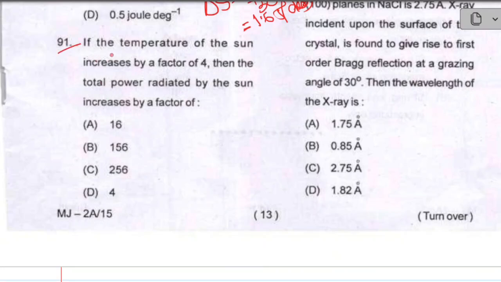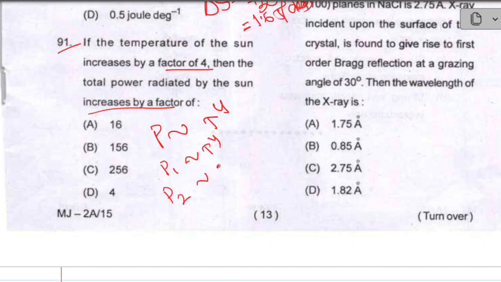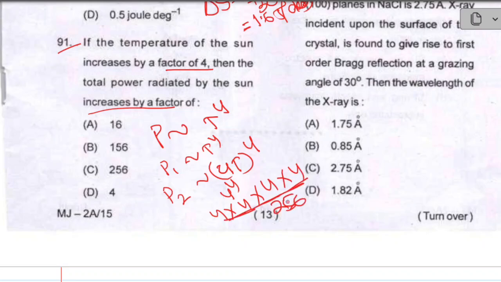Next, 91. If the temperature of the sun increases by a factor of 4, then the total power radiated by the sun increases by a factor of? Okay, so from Stefan-Boltzmann's law, we know power radiated is proportional to the fourth power of temperature. So in the first case, it is proportional to T to the power 4. In the second case, the temperature increases 4 times, so 4T to the power 4. So it will be proportional to 4 to the power 4, that means 4 into 4 into 4 into 4. So 4 fours are 16, 16 fours are 64, 64 into 4 is 256. Okay, so C is your correct answer.